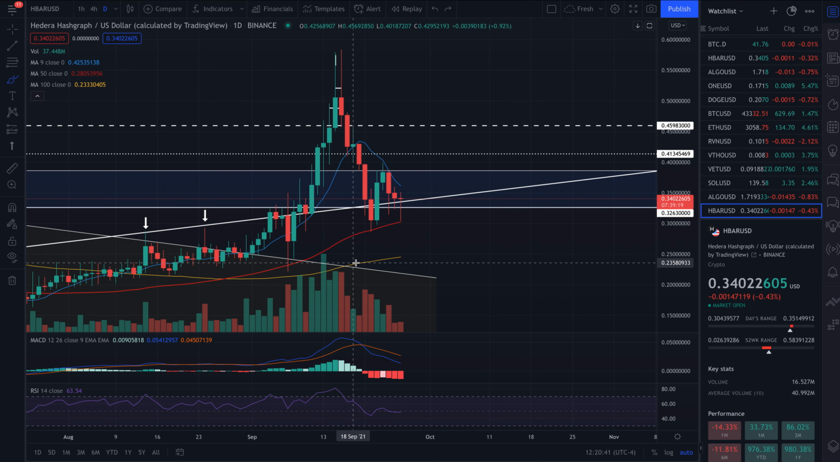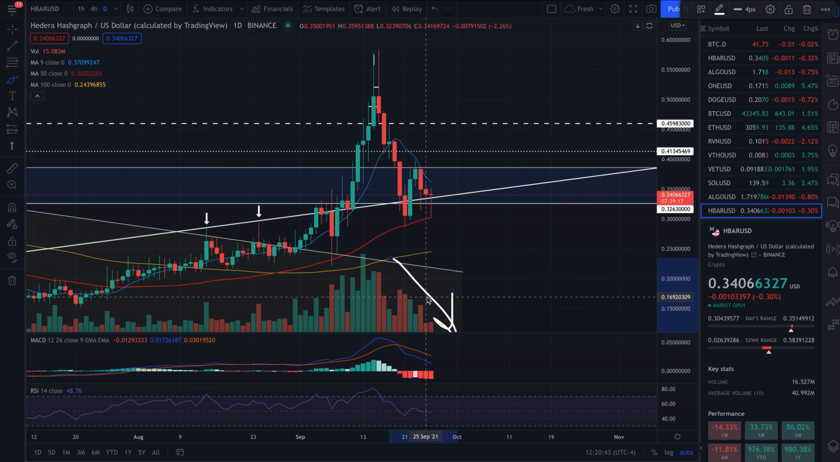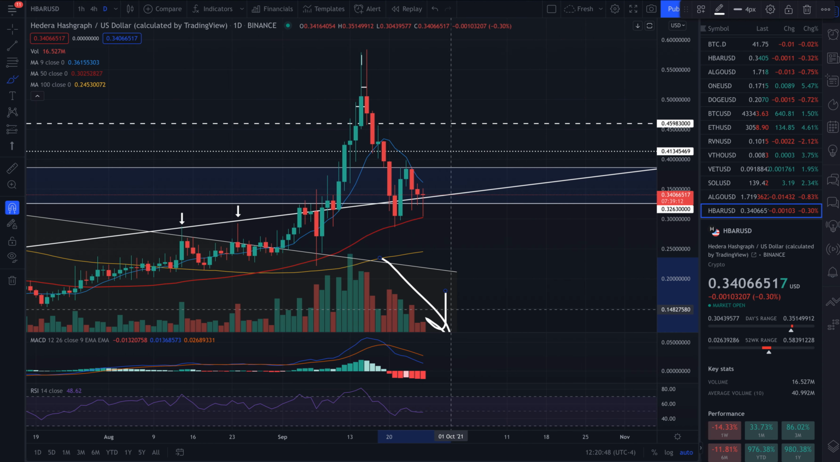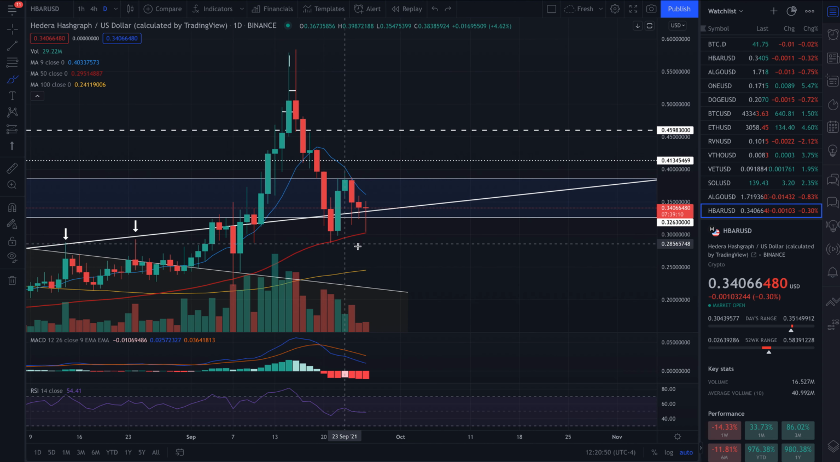One thing I don't really like right now is the volume isn't great. We are ticking down here and we haven't really shown anything over the last couple of days. So we're going to need some volume to make this push up here.